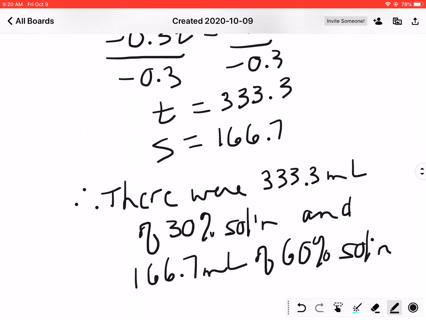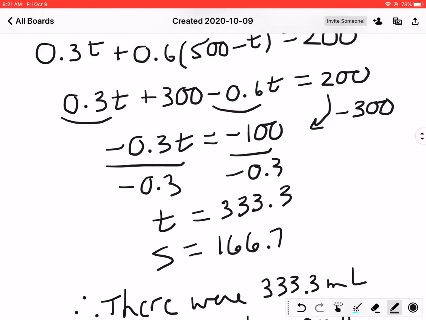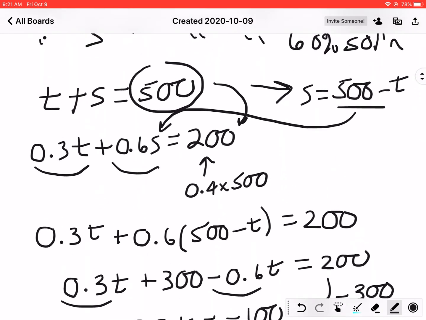And notice I'm okay with short forms, equation, solution, represent, rep. I'm all good with that. The key is setting up the problem right up here. All right?